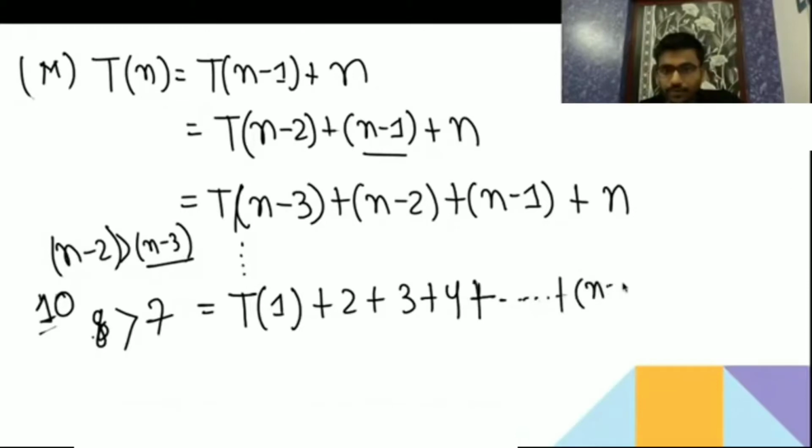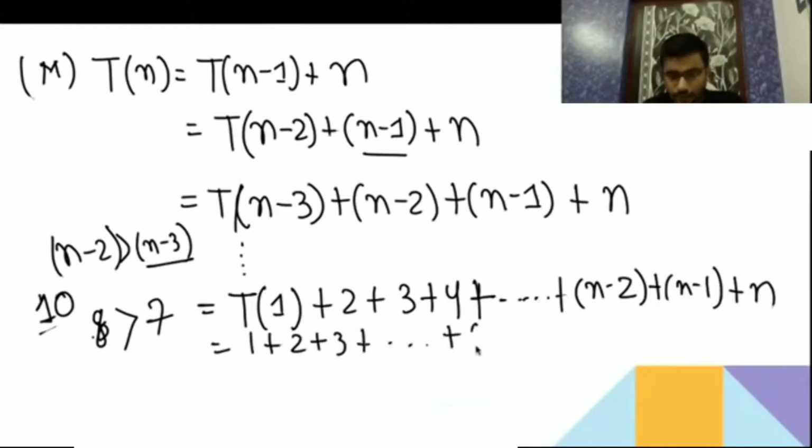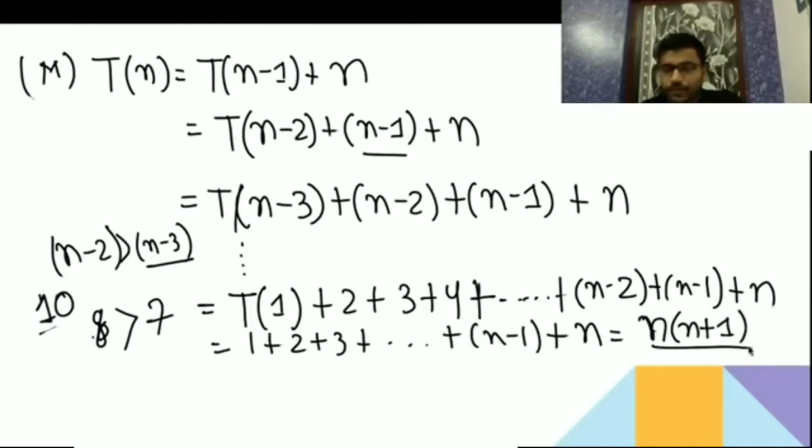plus n minus 2 plus n minus 1 plus n. So it's going to be 1 plus 2 plus 3 plus till n minus 1 plus n. So it is the sum of n natural numbers, which is going to be n into n plus 1 by 2, that is going to be big O of n squared, big O of n squared. So m is going to be equal to m, we did with w, m matched with w.